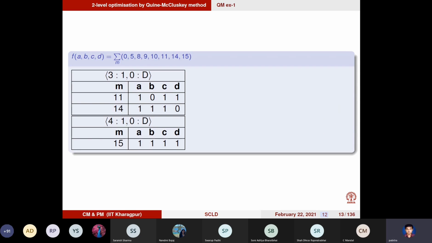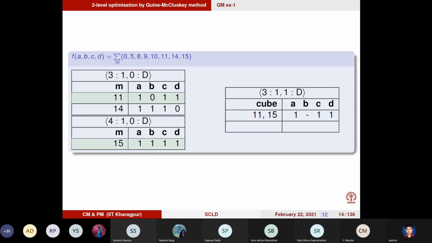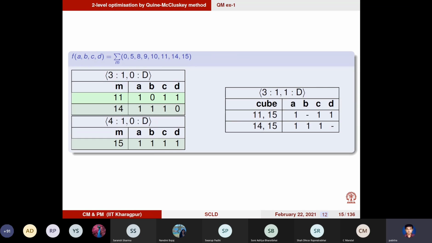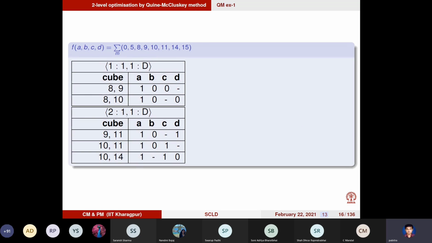So now let us look at the other possibilities, like can the other pairs be combined? Let us look at 11 and 14, and let us look at 15. So we see that 11 and 15 can be combined, and this is the reduction. Similarly, 14 and 15 can be combined, and this is the reduction. Okay, so now let us go to the second level. So now we have these pairs. I'll explain this in more detail. I am just walking through the algorithm. I'll explain what the formal steps are. I'm just giving an example right now.